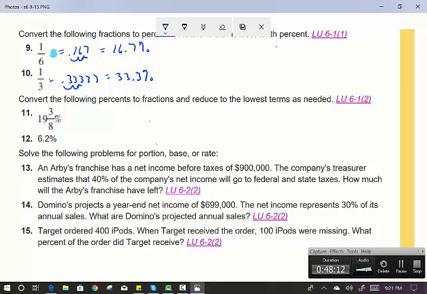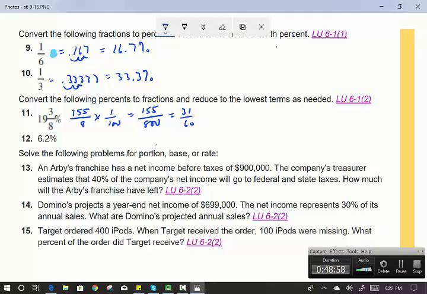Okay, number 11. Convert the following percents to fractions and then reduce to lowest terms as needed. So number 11, I'm going to convert to an improper fraction. 19 times 8 is 152, plus 3 is 155 over 8. And then multiply that times 1/100th. And 155 times 1 is equal to 155. 8 times 100 is 800. So that's 155 over 800, and that reduces down to 31 over 160.